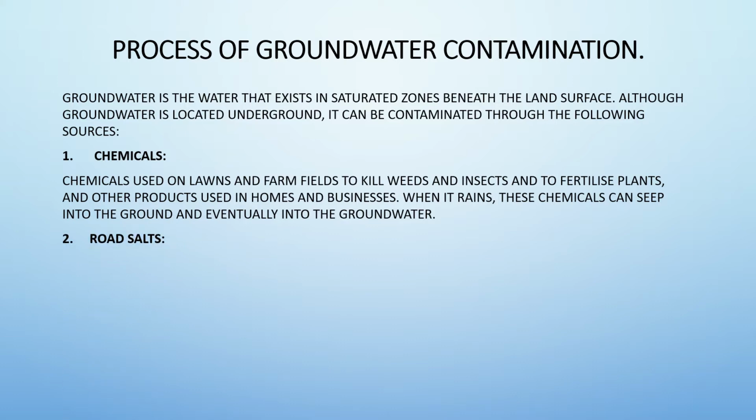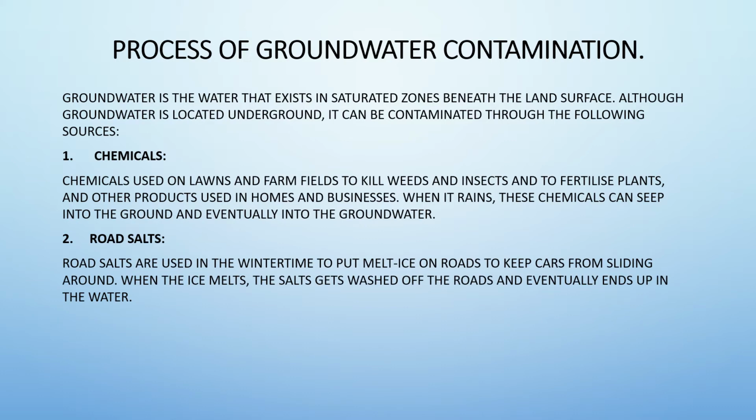The second one is road salt. Road salts are used in the wintertime to melt ice on roads to keep cars from sliding around. When the ice melts, the salt gets washed off the roads and eventually ends up in the water.